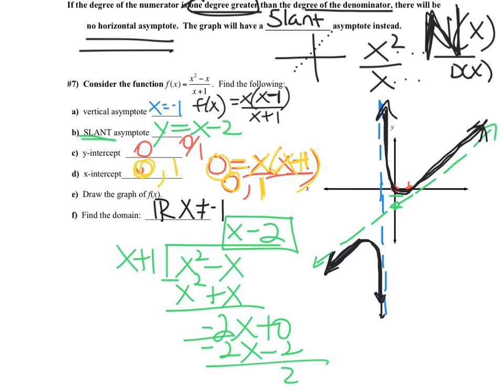So that is how you find your slant asymptote. All right, that's it. I know it's a lot, and I think you can do it. Graph most of them by hand. You got this.